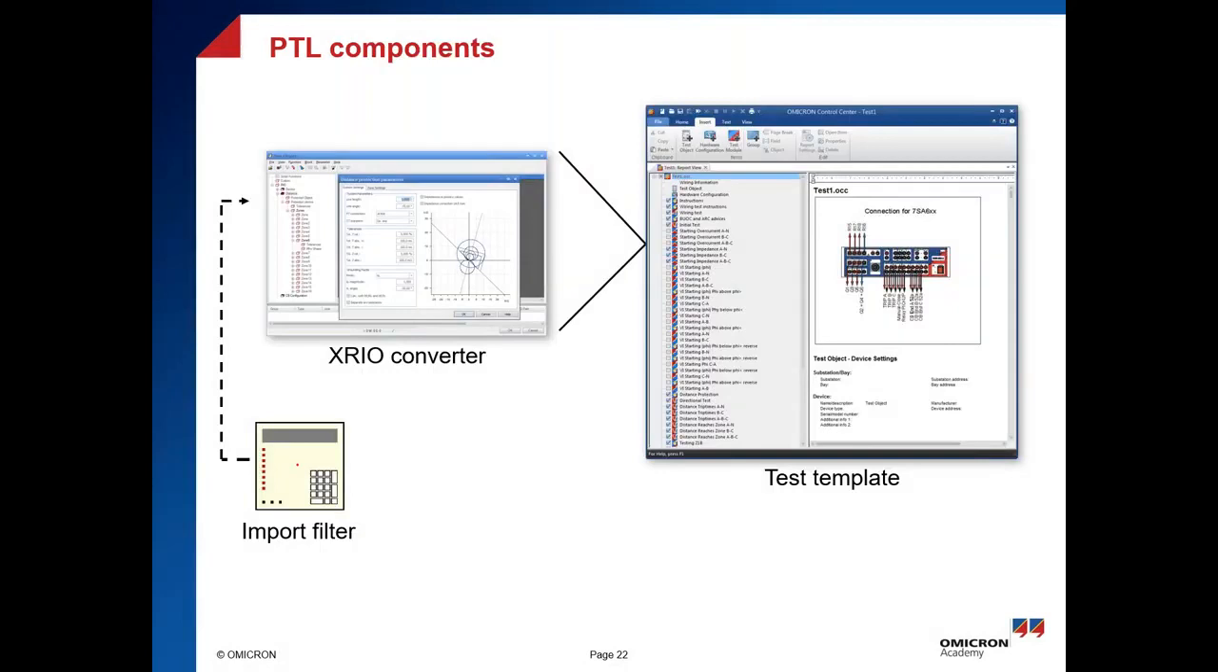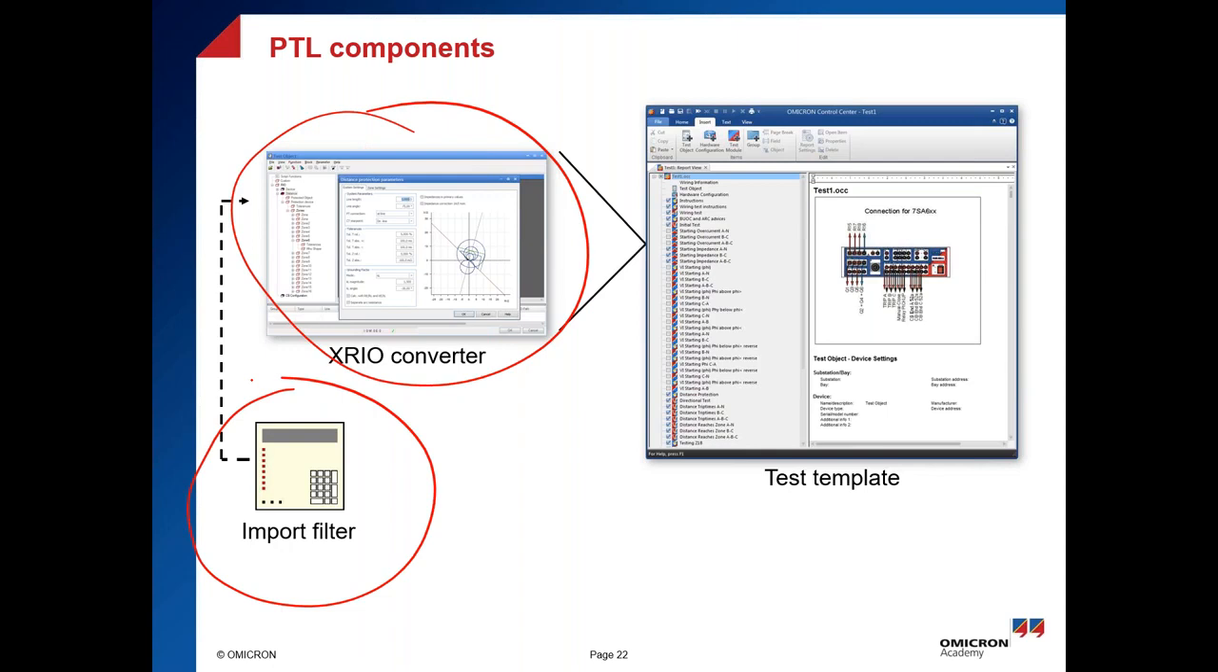The PTL components, as we said, you have the X-ray converter. Here you can just get the information from the relay itself. But how can I get the information from the relay? You need an interface step between the relay software and the OCC and the Test Universe. Here we call it an import filter. The import filter is just like a window passing the information from the relay software to the Test Universe.